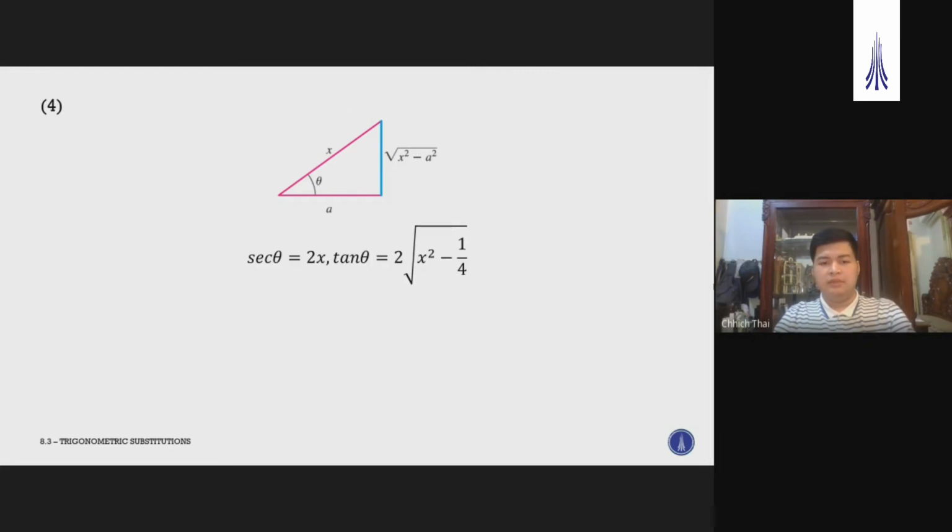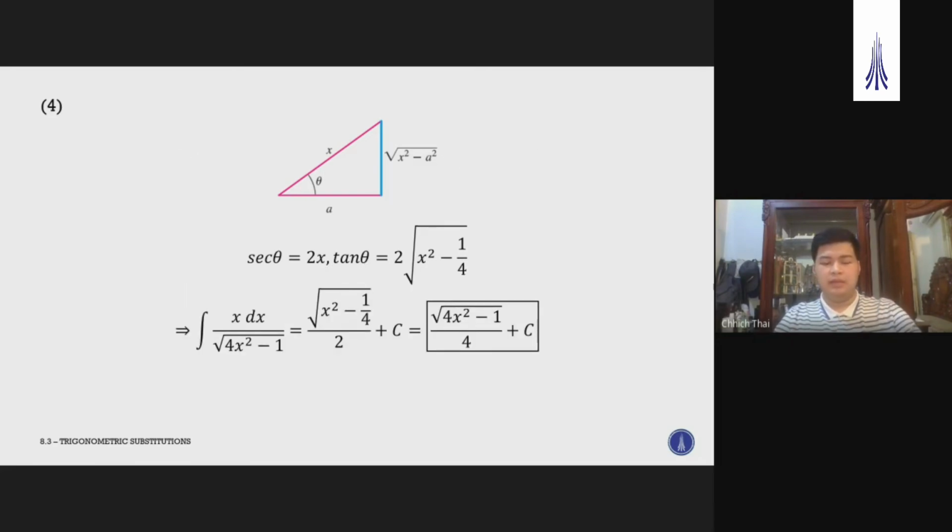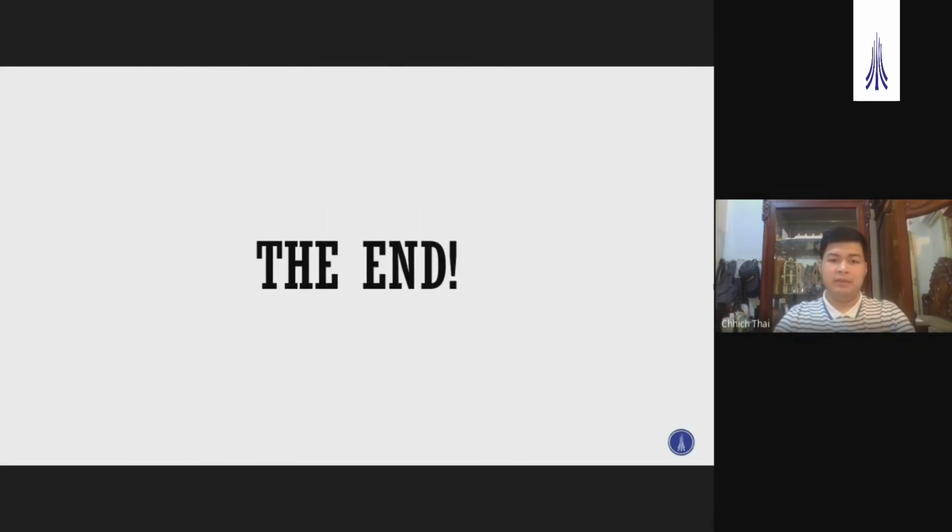This time, we use secant theta and tangent theta. Secant theta is equal to 2x, and tangent theta is equal to 2 times square root of x squared minus 1 over 4. Then we insert those into our answer, and we got the answer with the variable x, which is square root of 4x squared minus 1 over 4 plus c. This is the end of my presentation, and thank you for your attention.